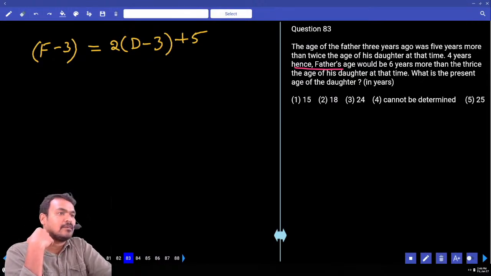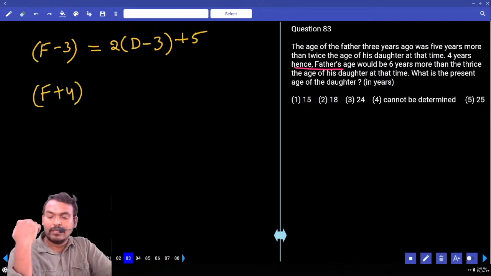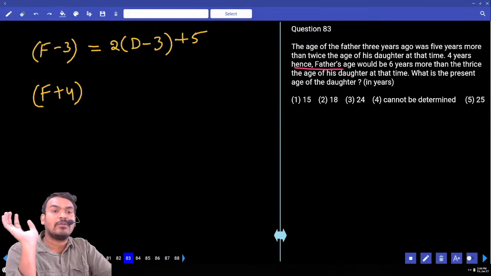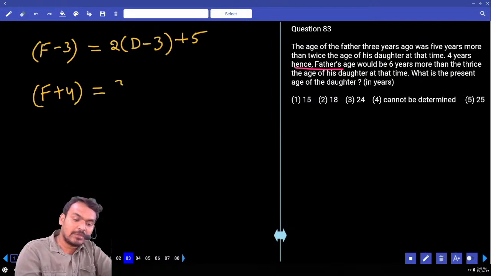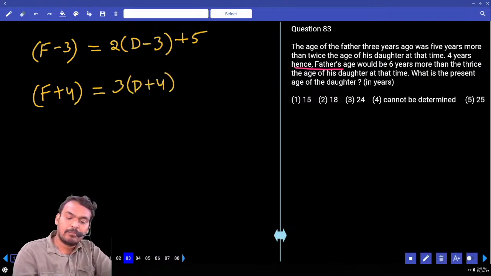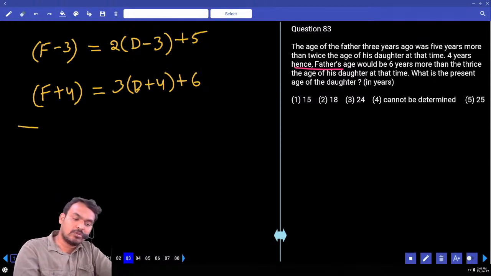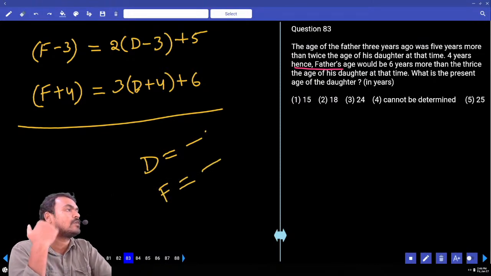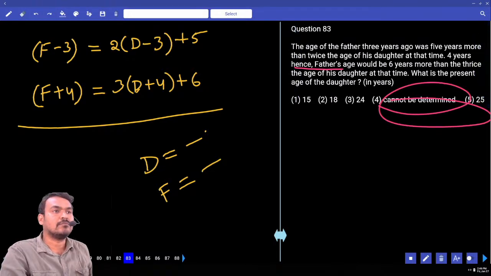Next, 4 years hence, father's age will be F plus 4, right? It would be 6 years more than thrice the age of which one? The daughter at that time, right? Daughter also after 4 years, but how many times? 3 times. 3 times of which one? D plus 4, plus 6, right? How many equations? 2 equations. Solving these 2 equations, we get the D value negative. F value is also negative. But father and daughter ages are always positive or negative? Positive. Then the answer is cannot be determined.